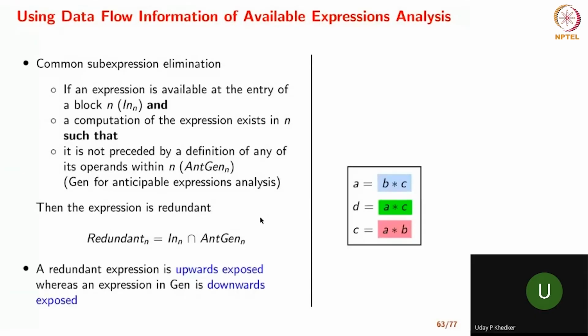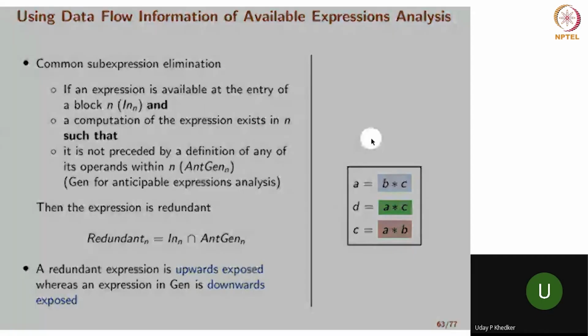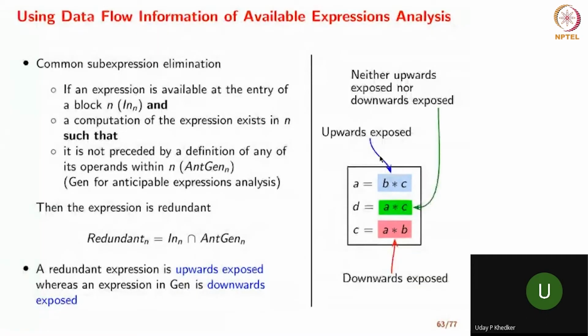Let's look at this example. So here we have B star C. B star C is upwards exposed. Okay, so B star C is not preceded by a definition of B or C. And therefore, if we get expression B star C as available, we will be able to eliminate its effect. We will be able to eliminate this as a common sub-expression.